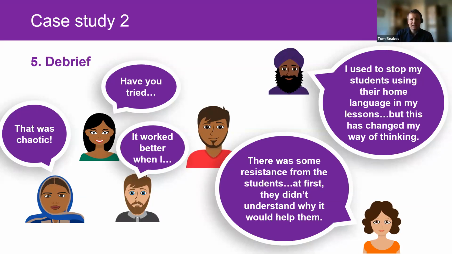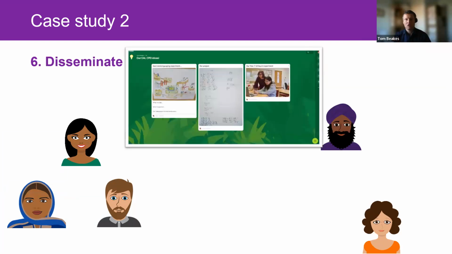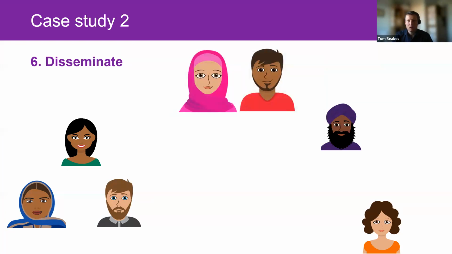And lastly, all the information is disseminated. So everyone has to upload their findings to a shared Padlet, where they have to describe what they did, what happened, and any takeaways or recommendations. And they include photos of student work and examples and links to resources and things like that. And in addition, they all share their findings at the next team CPD meeting.